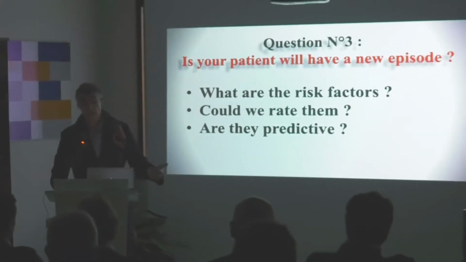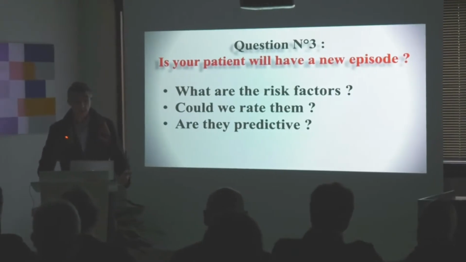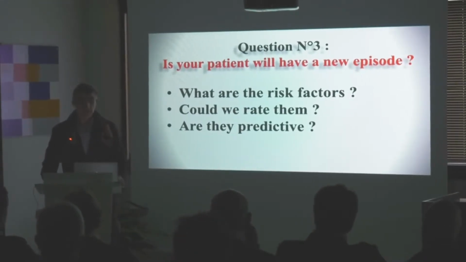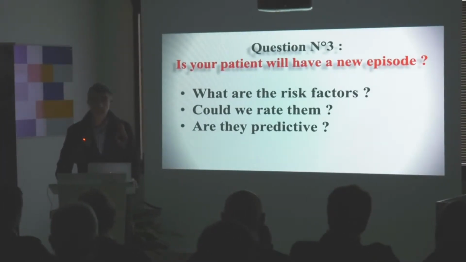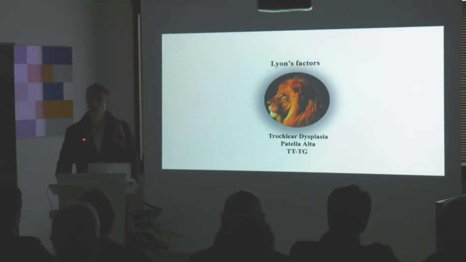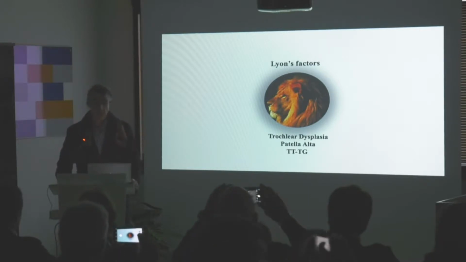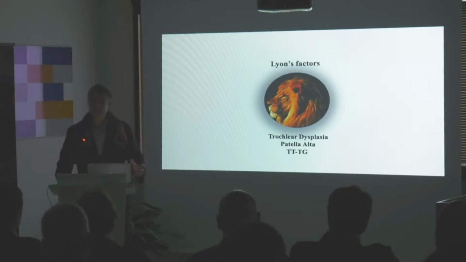So the questions are, what are the risk factors? Could you rate them? And are they predictive to get a new patellar dislocation? So we are back to 1987 with the instability factors described at that time. And they were trochlear dysplasia, patella alta, and tibial tuberosity, TTTG.